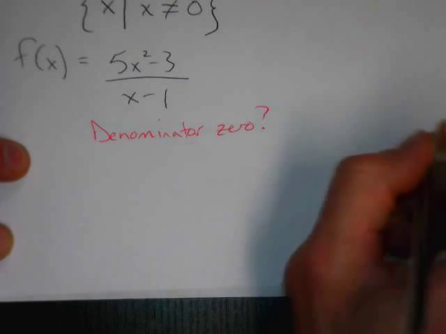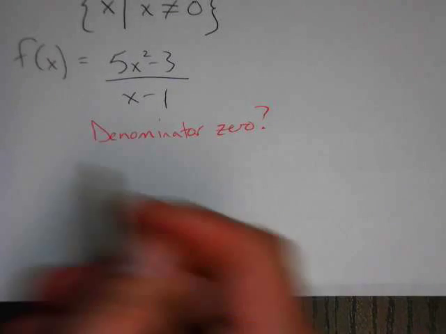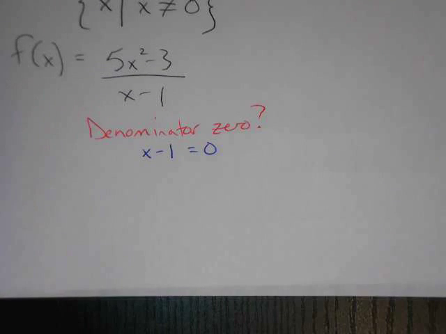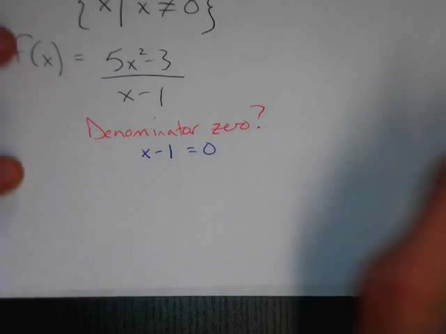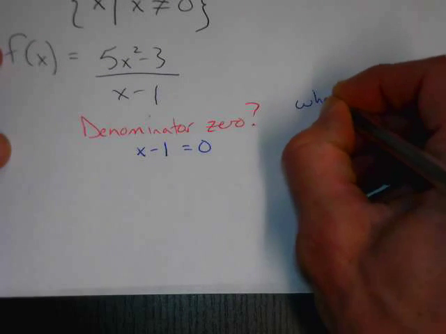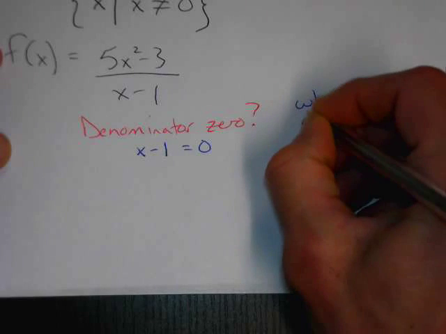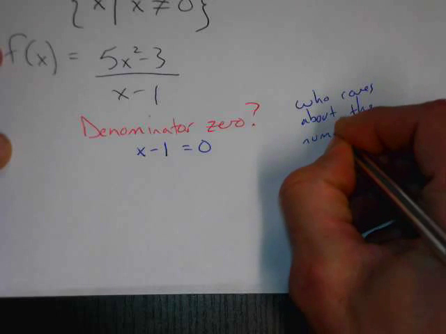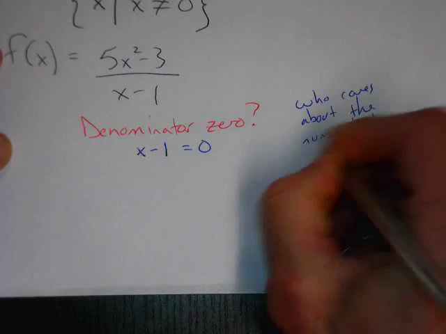Let's find out. How would we find that out? Set the denominator equal to 0. Here's a neat time to pause, right? Set the denominator equal to 0. And some of you might be saying, well, what about the numerator? And the answer to that question is, who cares about the numerator? There's nothing stopping the numerator at this time. Don't worry about the numerator.